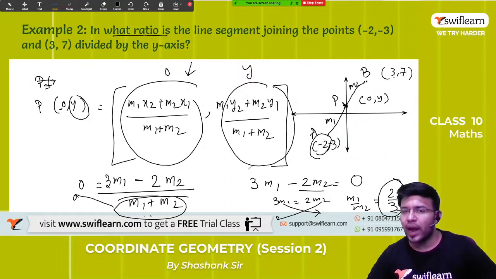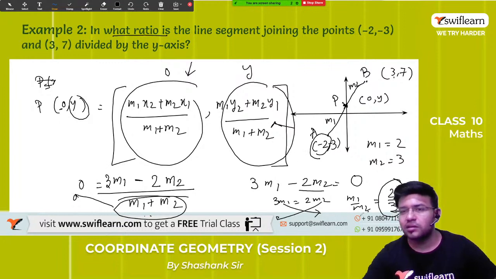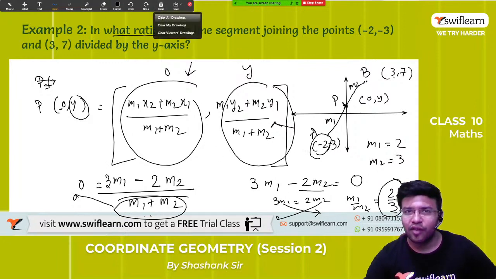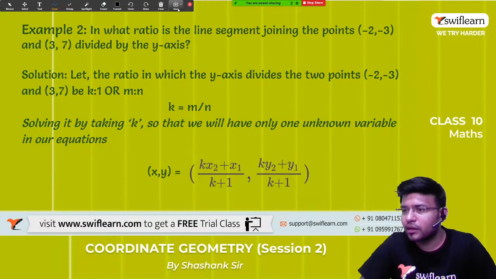Okay, sir, फिर y coordinate कितना है? Yes, we can find. Now we know m1 by m2 is 2 by 3. So substitute m1 as 2, m2 as 3 in this equation. Okay, substitute the y2 and y1 coordinates. You get the point y. Okay, in what ratio this divides? This is the ratio, and they have not asked what is y coordinate, so no need to solve that. Okay, next question में पूछा है, वहां पे हम लोग करेंगे.